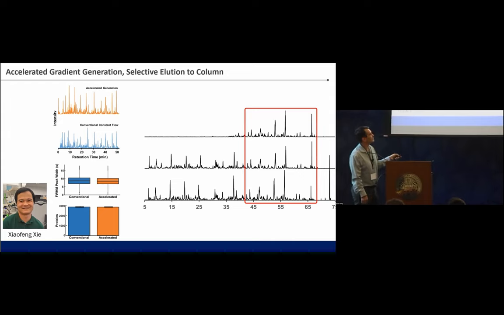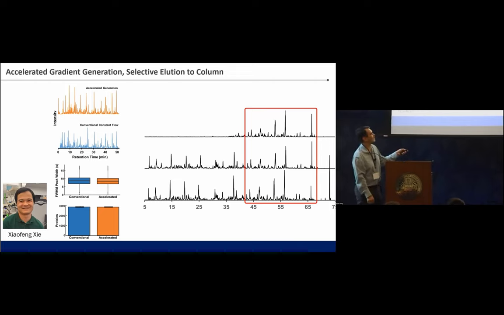And it also allows us to be very selective about what goes to the analytical column versus what we spit out to waste. Okay, and so this is where we let everything go to the analytical column: the hydrophilic species, the more hydrophobic peptides, and the wash at the end. We let that all go through, but we can also tune it so only the stuff we want to measure goes to the column, and we protect the column. It never sees those hydrophobic species, and it never sees the salts or anything like that at the beginning.